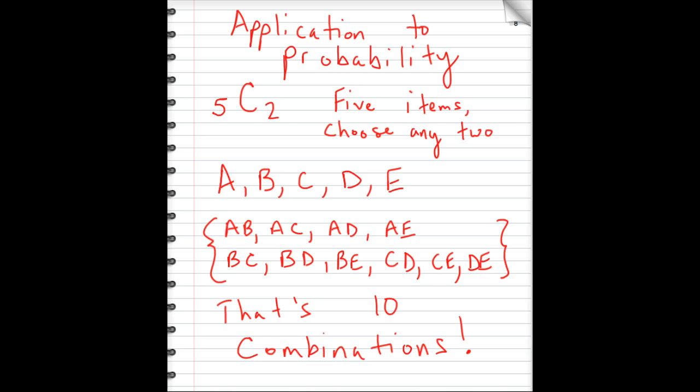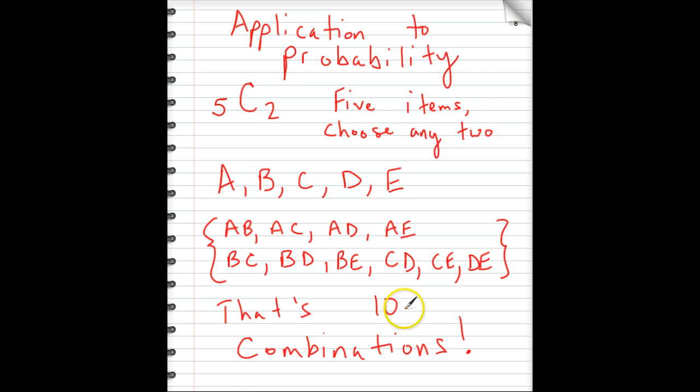Okay, finally I want to talk about an application of Pascal's triangle to probability. If you have 5 items, say 5 candy bars, I'm just calling them A, B, C, D, E, very generic. Okay, 5 different things, A, B, C, D, E, and you want to choose any 2. You can arrange that 10 different ways. You can put A with B, A with C, A with D, A with E, B with C, B with D, B with E, C with D, C with E, D with E.